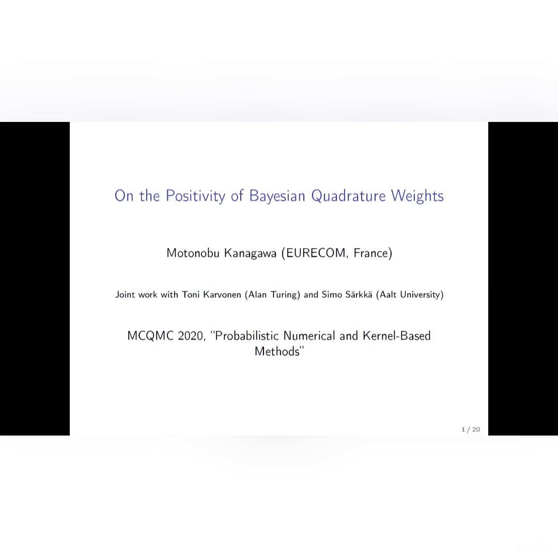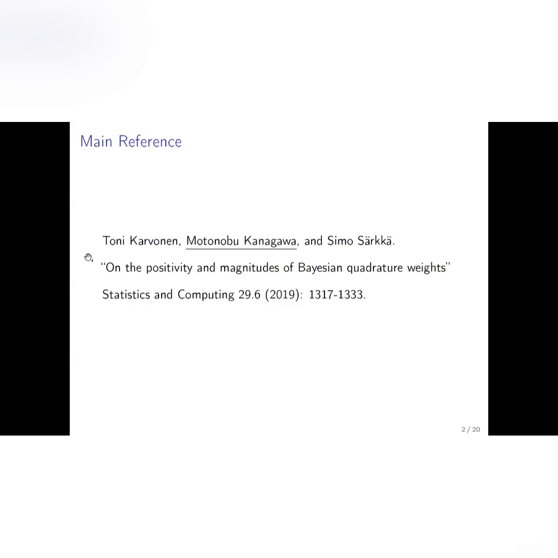Sorry, my PC. So anyway, the talk is on the positivity of Bayesian quadrature weights. You can see my cursor, right? Yes, we can see it.